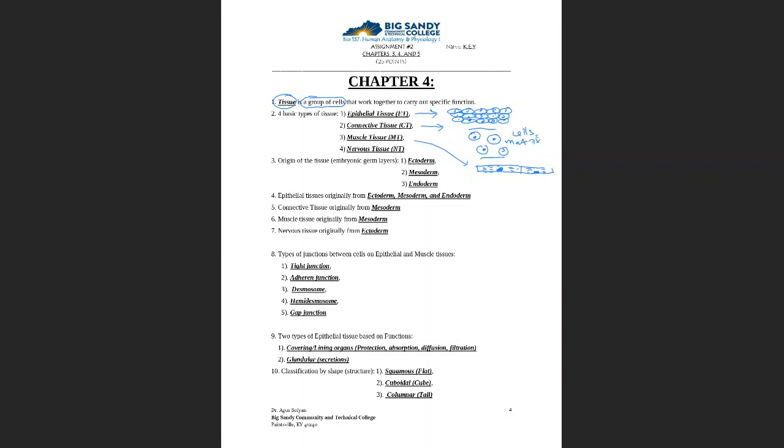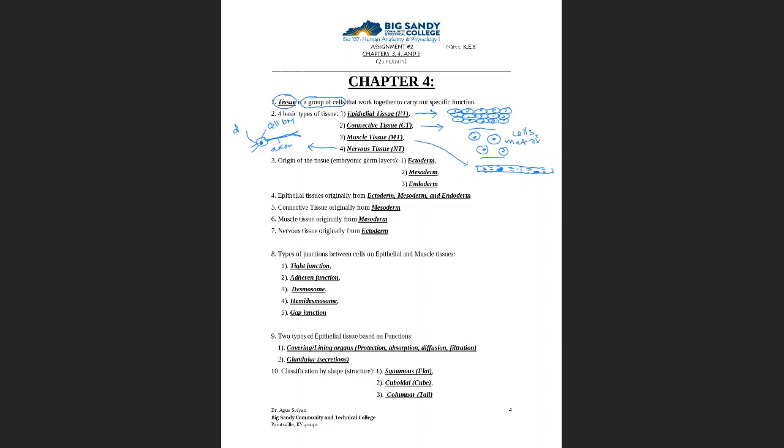The nervous tissue consists of special cells that are able to carry action potential. So the cell will have structure like this, with dendrite, cell body, and axon. Okay, so this structure have the ability to respond to sense stimulus and also carry action potential. So that's the nervous tissue.